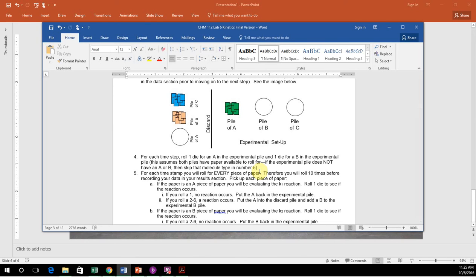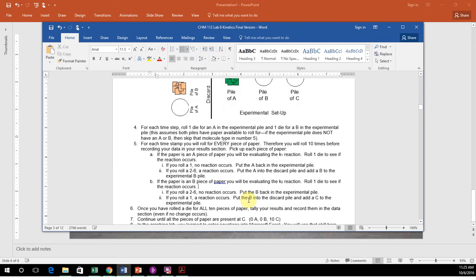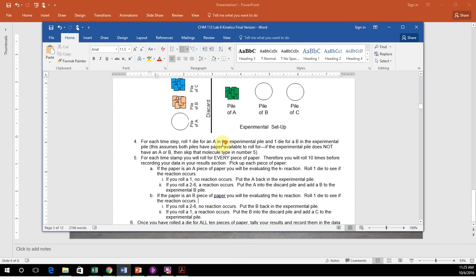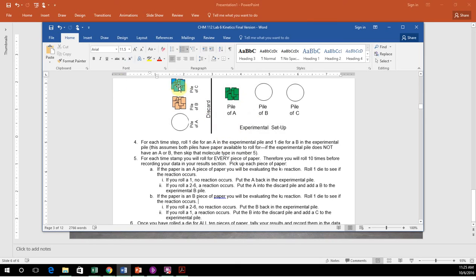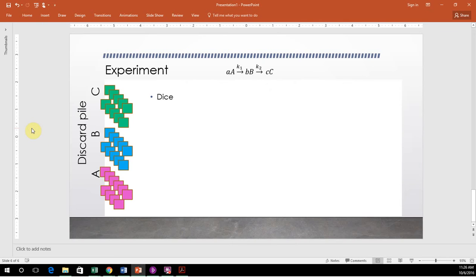Now, in general, these directions work pretty good, but they're kind of hard to understand until you see it. And so I want to walk you through how this is going to look in lab. And so the idea is this actually tells you to roll for each piece of paper. So I'm going to show you how I'm going to set up my desktop, and then you can kind of decide from there. So it tells us to start with our 10 pieces of A.